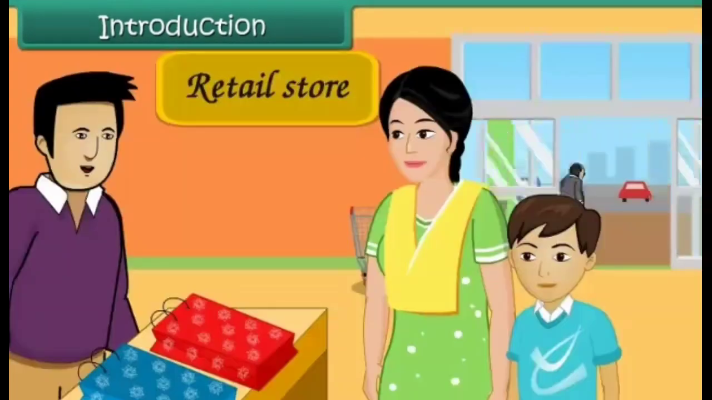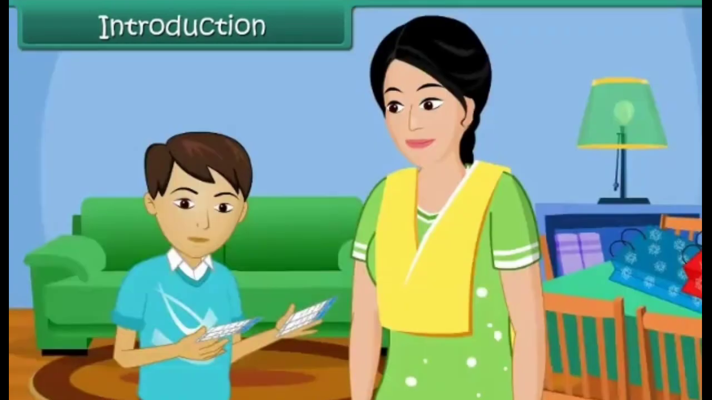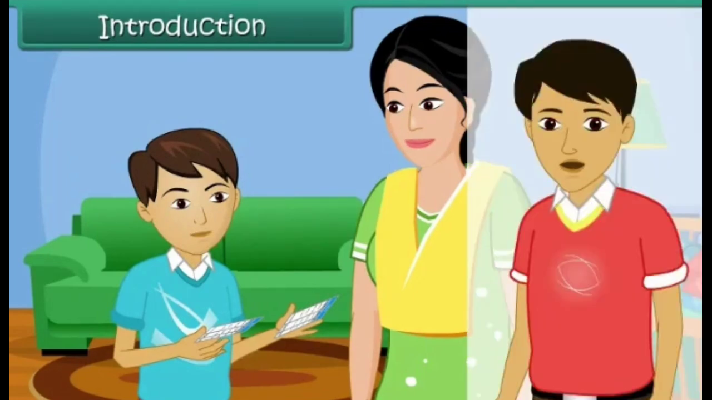Anuj bought 2 shirts for rupees 2,549. Her mother bought some grocery items and the bill amounted to rupees 2,350. At home, he compared the total amount of the 2 bills. He told that his shirt's cost was more than all the grocery items. How was he able to tell?